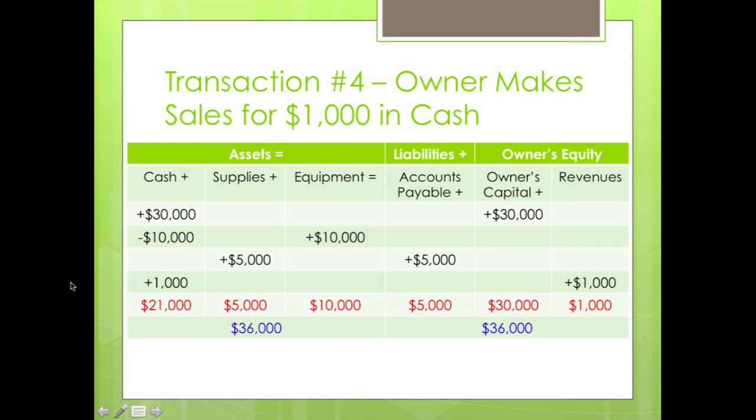So then we add all of the accounts, no matter if they were affected by the event or not, and then we make sure that the equation is balanced. So the balance of each account is in red, and then we make sure that the accounting equation is balanced, and in this case it is. $36,000 equals $36,000.